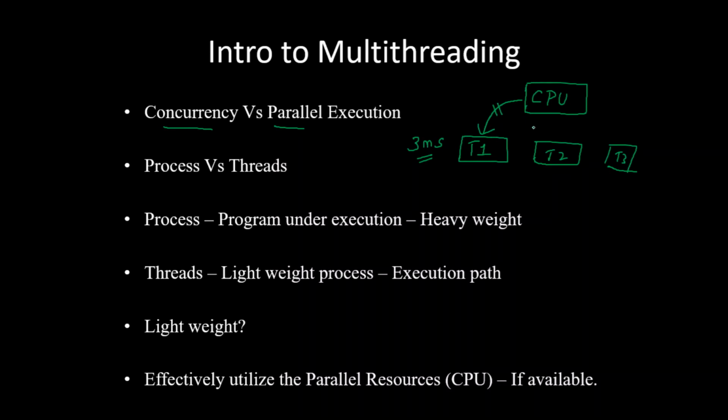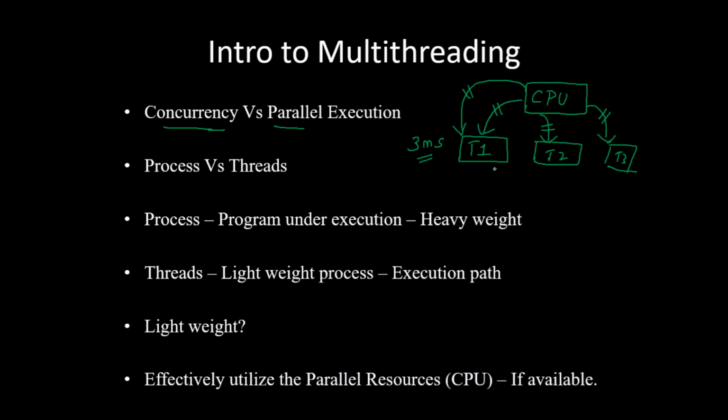The processor will switch from the task T1 to T2. Then it will execute T2 for 3 milliseconds. Once this duration has elapsed, again the processor will context switch from the task T2 to T3. Again it will execute T3 for 3 milliseconds. Once that duration has elapsed, again the processor will context switch from T3 to T1. So this process continues until a particular task finishes execution. This is called concurrent execution.